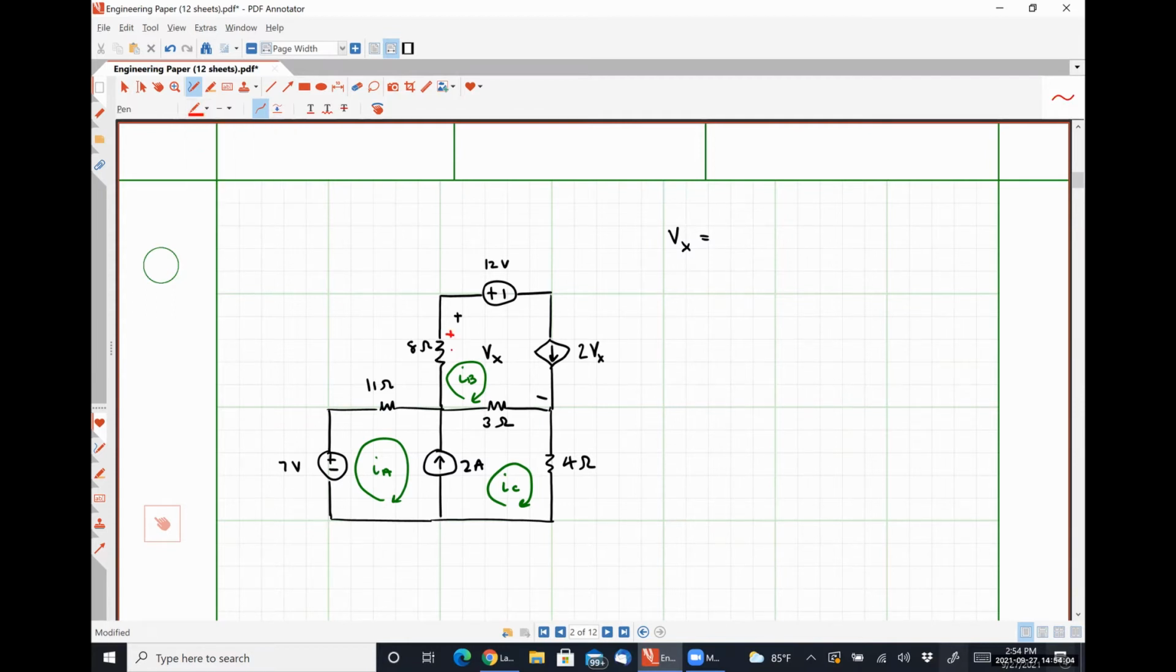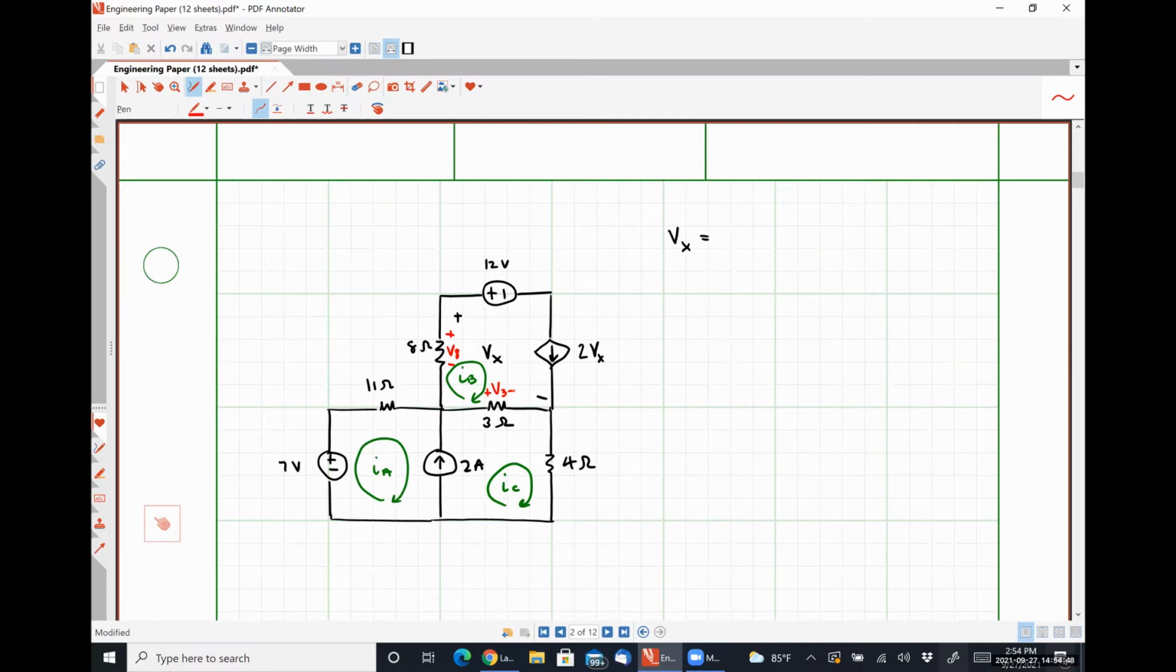I'm going to call this one right here V8, positive polarity on top, negative polarity on bottom. And I'm going to call this one right here V3, positive polarity on the left, negative polarity on the right. We could see, I hope very easily, using Kirchhoff's voltage law, that Vx is simply going to be V8 plus V3. Anybody have a problem with that? V8 plus V3.